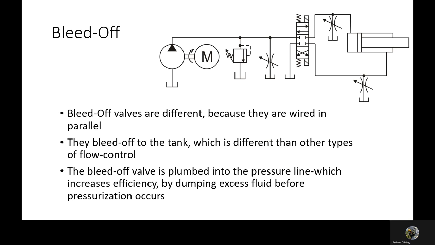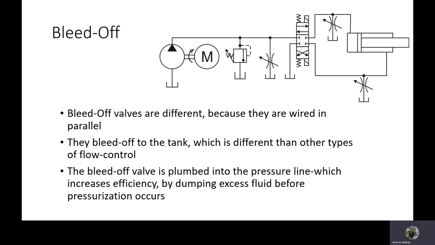Okay, here's an example of a bleed-off. Bleed-off valves are a little different because they're wired in parallel with everything else. Like before, when we had the meter-in valve in series, the fluid only had one choice, and that was to go through the flow controller. Here, it doesn't need to go through the flow controller. And of course, fluid will take the path of least resistance.